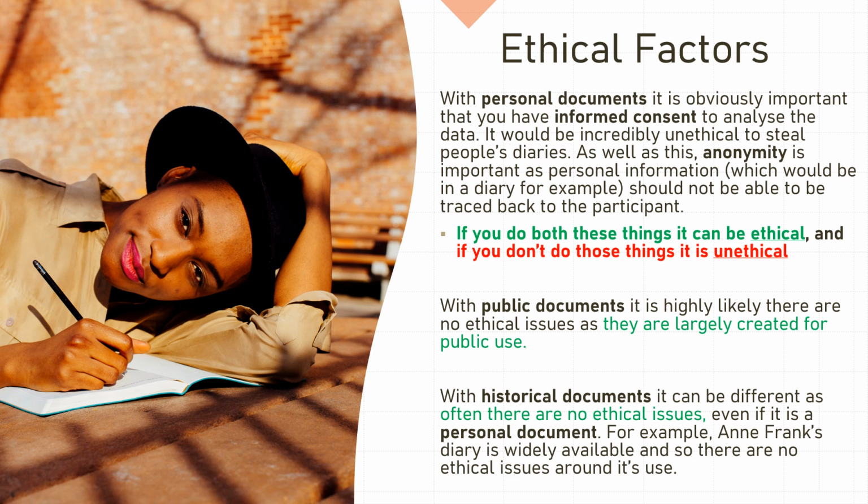And the same can often be true with historical documents. This is even true sometimes if they're personal documents, like diaries, for example. If they're historical documents and they're readily available, then there's no ethical issues. You don't really need permission. You don't have to worry about anonymity. So, for example, Anne Frank's diary, you can buy a copy of that. You can download it online. You don't have to get Anne's permission or any of Anne's ancestors. It is widely available, and so it's completely ethical to use a document like that.